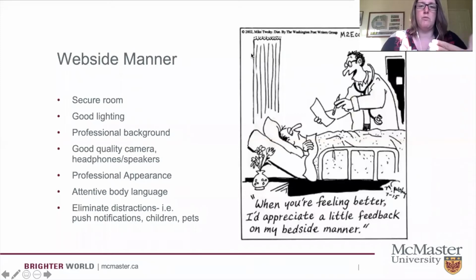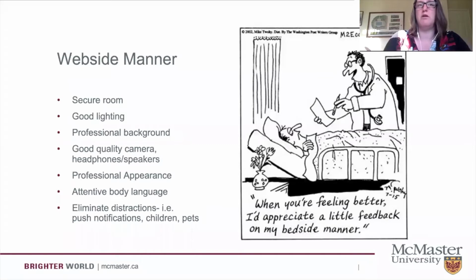So thinking about that difficulty following a telemedicine visit, it may be important to talk to your learner about bedside manner prior to them starting their day or their clinic with you. So bedside manner is much like bedside manner. These are the communication skills that we use to help ensure that we have a successful visit.